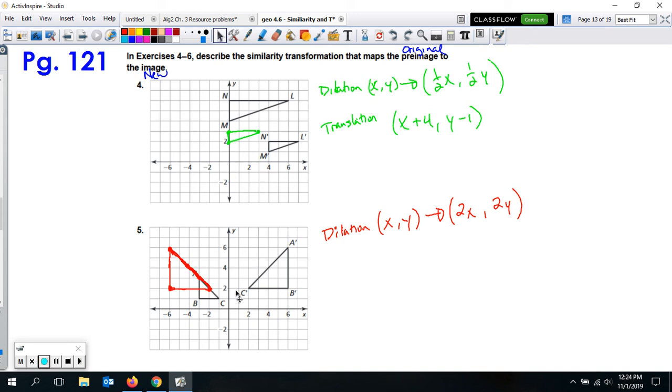You can see this point right here is exactly 2 to the left of the y-axis. This one here is 2 to the right. So they're all exactly the same distance away from the y-axis, so it's a reflection in the y-axis. That's what we would say for our second transformation. So that's our answer for this one: a dilation of this rule and a reflection in the y-axis.